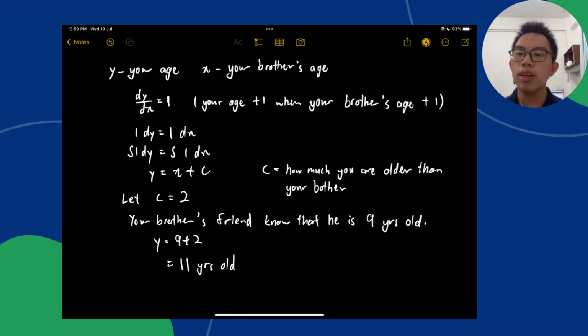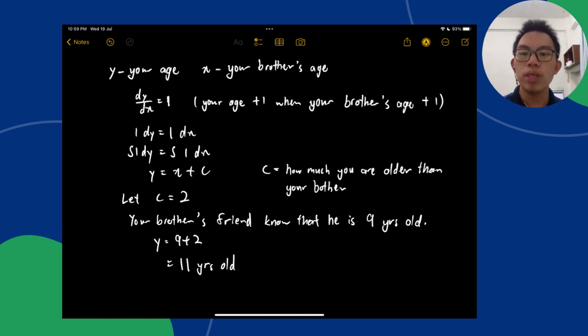Look at this example. Let y be your age and x be your brother's age. The change of your age based on your brother's age can be represented by dy/dx equals 1, where when your age plus 1 and when your brother's age plus 1.